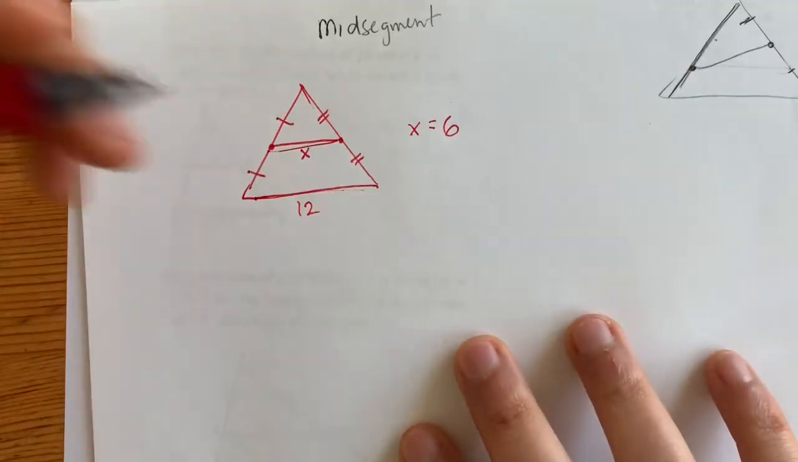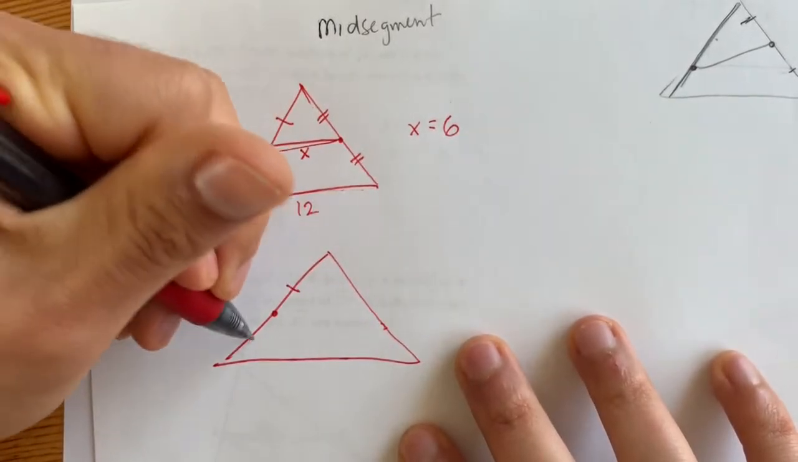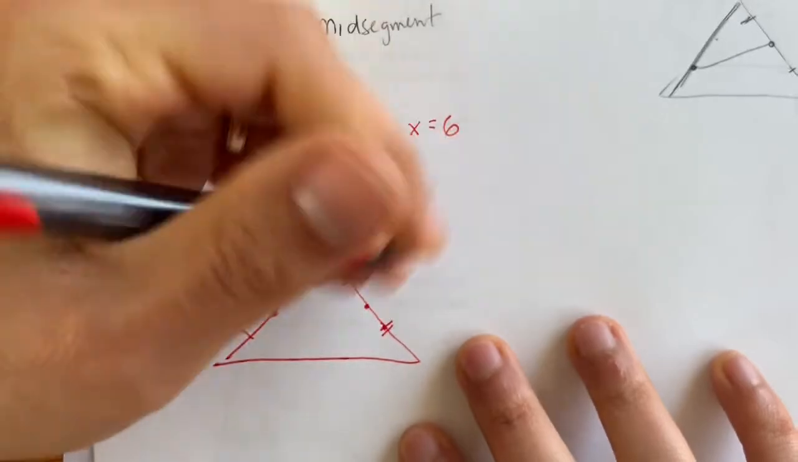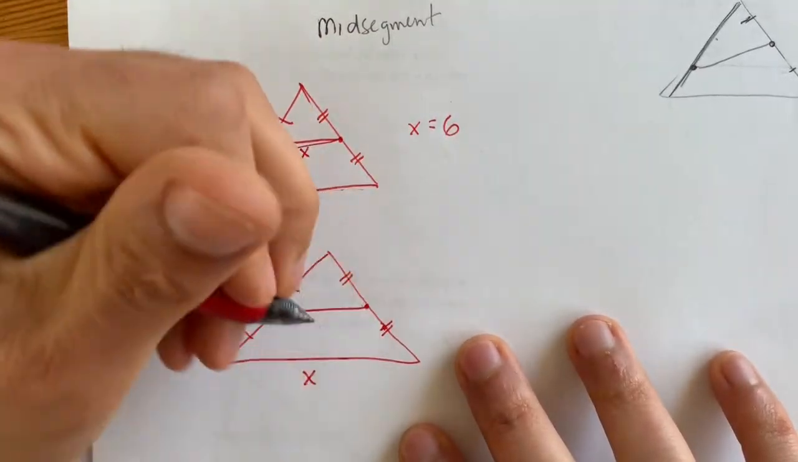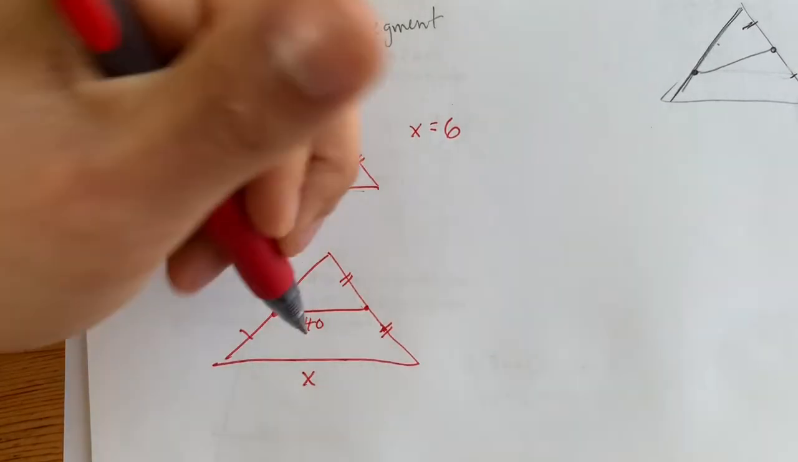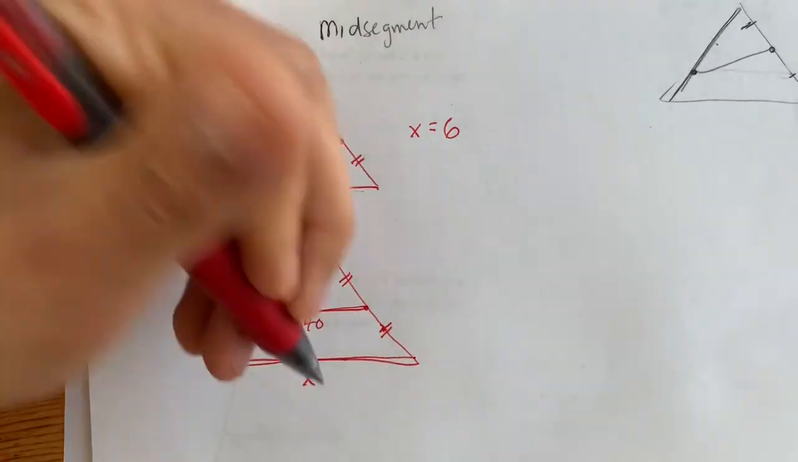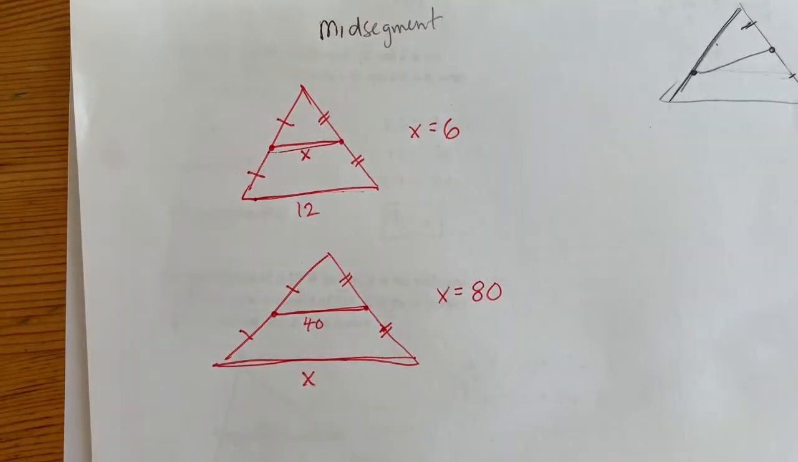If I go the other way around, let's say I have a midpoint here and here, and connect. And let's say the X is here, and then this, let's say, is 40. Well, if that's 40, that's the midsegment, then the base would be double that length. So X would be 80. So that's kind of the idea. Let's go ahead and try some practice.